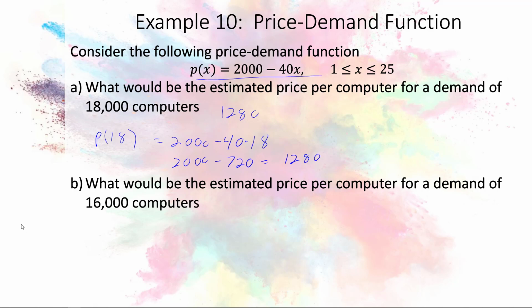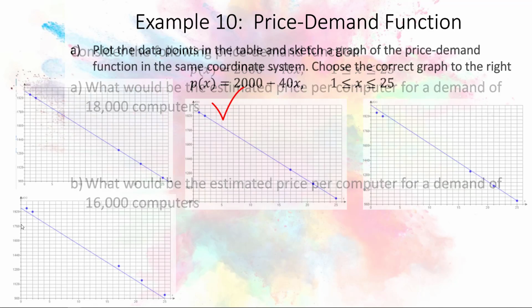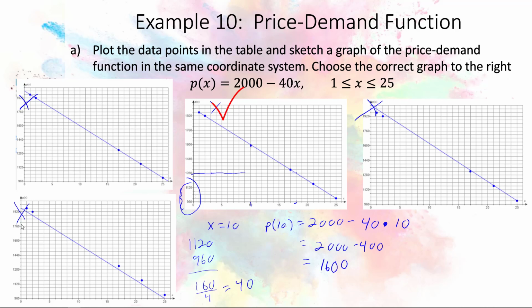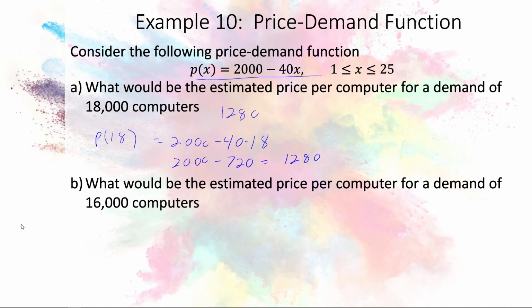What about for 16,000 computers? Well, once again, we can do that graphically. Here is 1,600, or 16,000. Let's go up so we see the line. It actually hits right there. Let's go across, and it's that point right there. Notice that that is two divisions, and each division is 40. So 1280 plus 40 gives me 1320 here. Plus another 40 gives me 1360. This actually is 1360. So that tells me that our answer should be 1360.